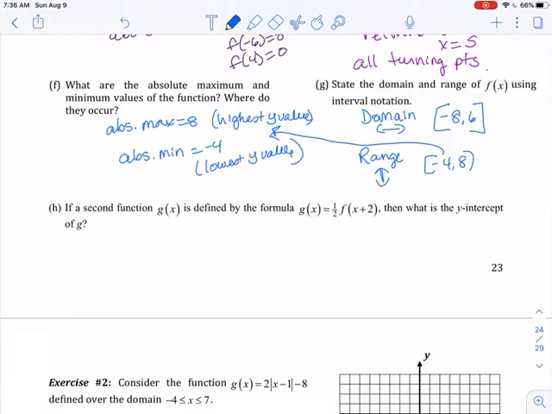So basically, to find the y-intercept, I'm just going to plug in 0. So g of 0 equals 1/2 of f of 0 plus 2. So basically I'm doing f of 2, and I'm going to do 1/2 of that. Well, f of 2, if I'm looking at that function right there, f of 2 is 8. And 1/2 of 8 is 4.